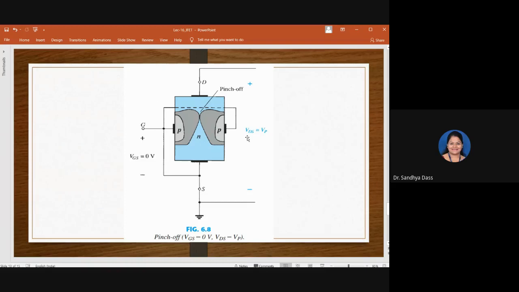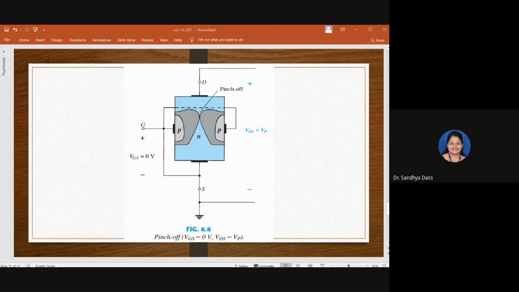So when the applied voltage, VDS, is equal to the pinch off voltage, which we call VP, what should be the condition of the current here now? Can anyone tell me?